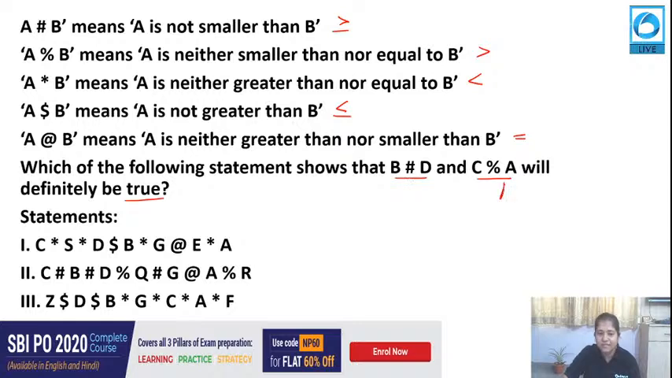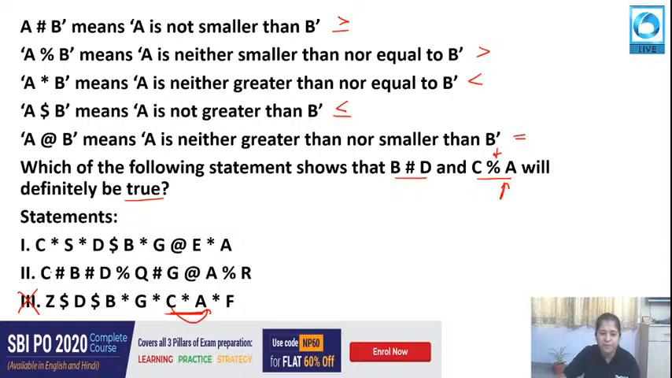Dekhiye, yahan par C percentage A hai. If you have a look at this one, third one, yahan par aapka kya de rakha hai? C asterisk A. So, you should have a C percentage A. Ye toh aap directly eliminate kar sakte ho because this cannot be true. C percentage A ki jagah yahan par aapka C asterisk A de rakha hai. So, the third one can be directly eliminated, right? You don't need to check in that case.